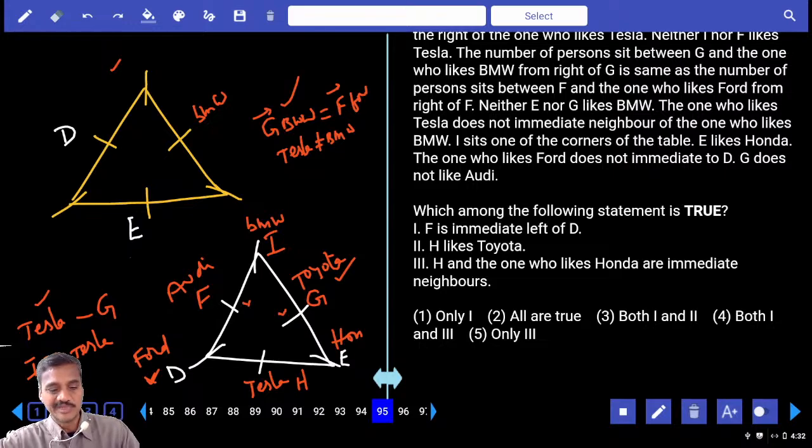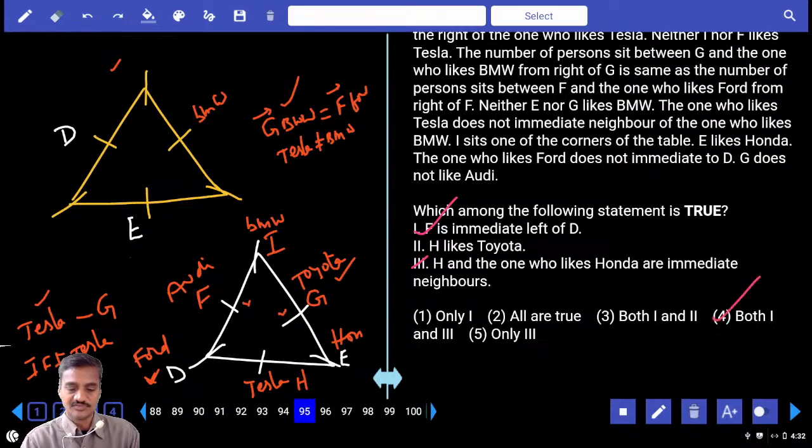And F is to the immediate left of D. F is to the immediate left of D, that is definitely true. And H likes Toyota, that is false. H and Honda are immediate neighbors, that is also true. So both 1 and 3 is the choice for question number 95.